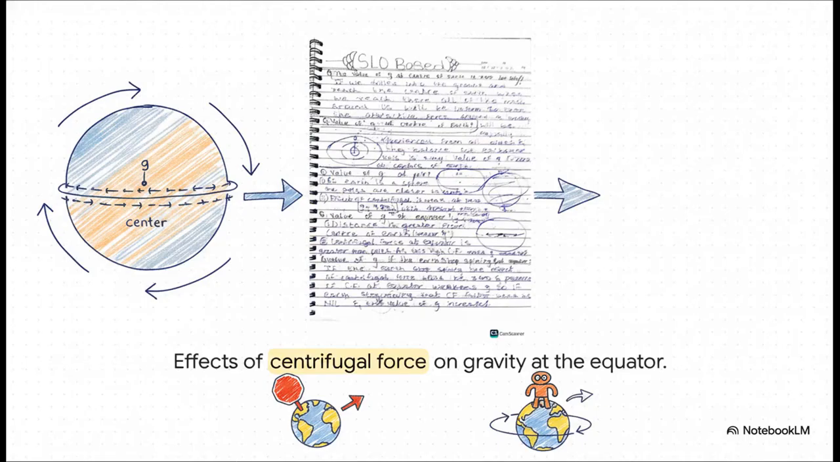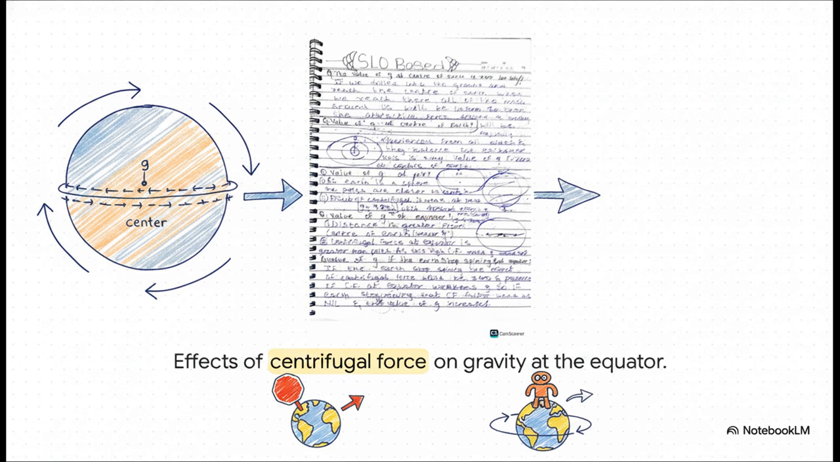Well, there are actually two main culprits behind this variation. First off, distance. The Earth isn't a perfect sphere. It kind of bulges at the middle. Therefore, the equator is simply further away from the center of the Earth than the poles are, making g weaker based on that inverse square law we covered just a minute ago.